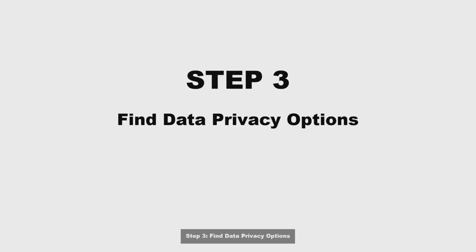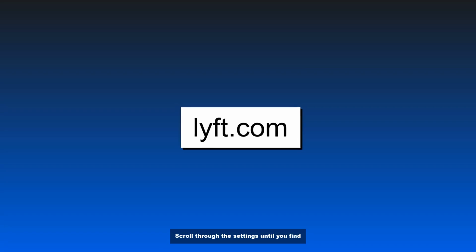Step 3. Find data privacy options. Scroll through the settings until you find the privacy or data privacy section. This is where you can manage your data and privacy preferences.